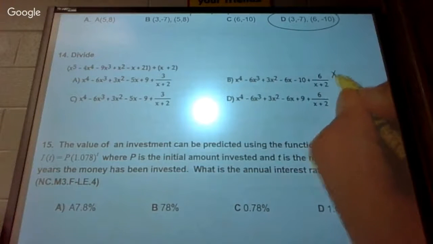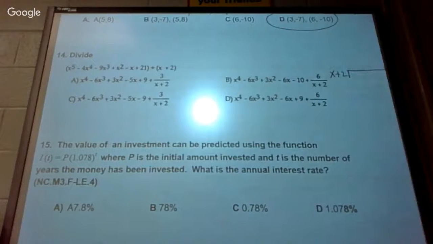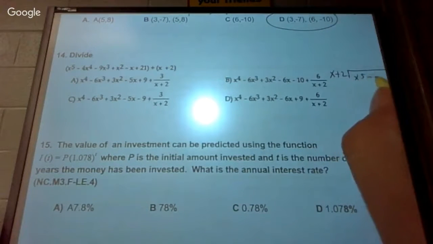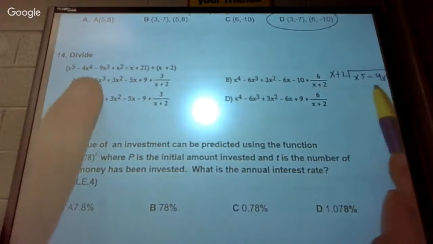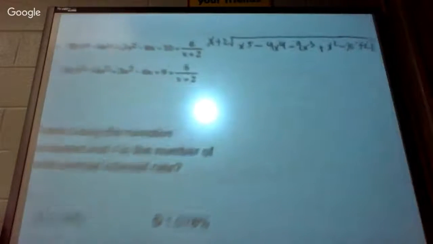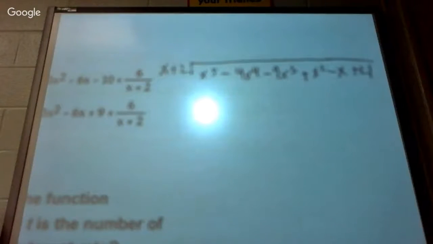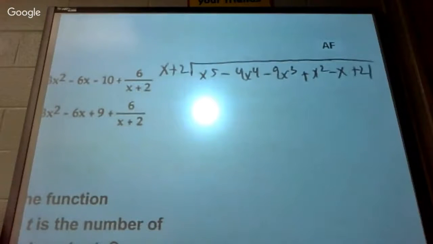But let's write this in. x to the fifth minus 4x to the fourth minus 9x to the third minus x squared minus x plus 21. Let me make sure I got it written down correctly. All right, now I do. Now I'm going to blow this up some. Focus it some. All right, here we go.